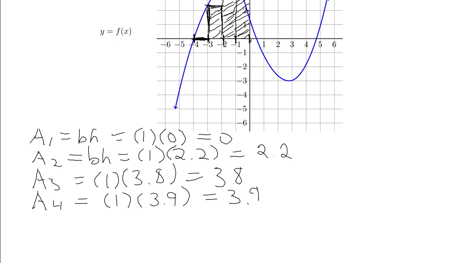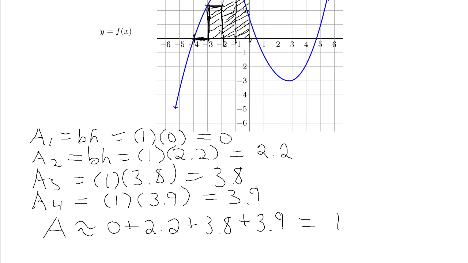And so now I have my approximate areas for the 4 rectangles. So my overall approximate area is going to be adding up these 4 rectangle areas. So 0 plus 2.2 plus 3.8 plus 3.9. And this is going to equal 9.9. So that's my approximation using the left endpoint method.